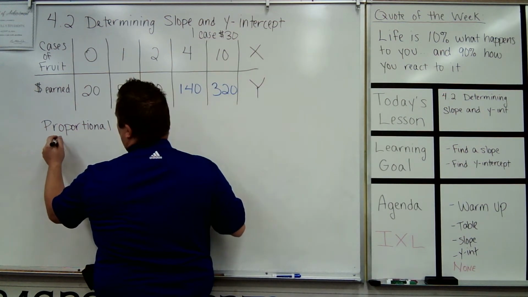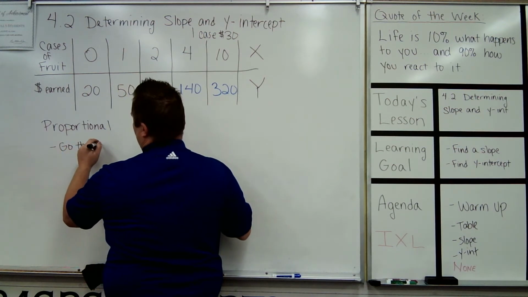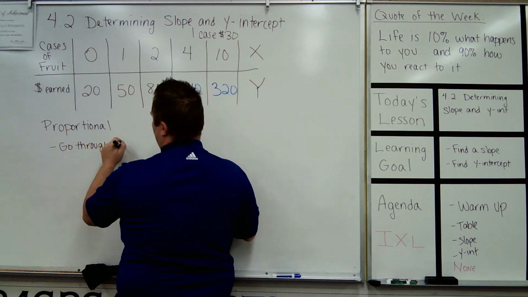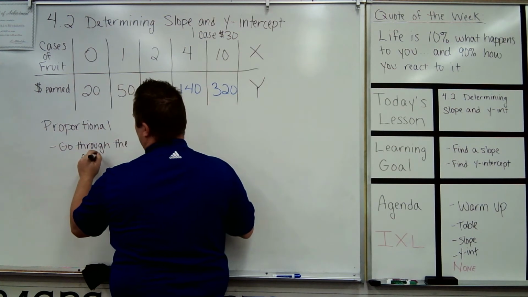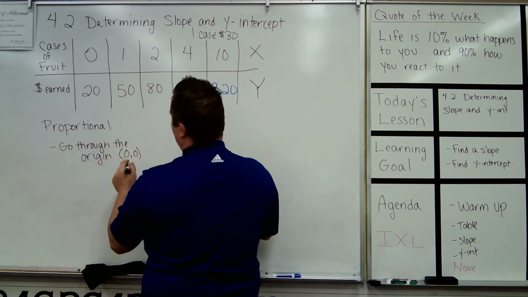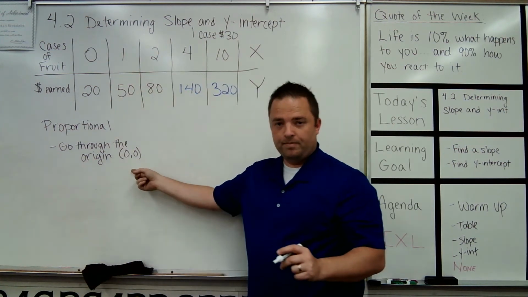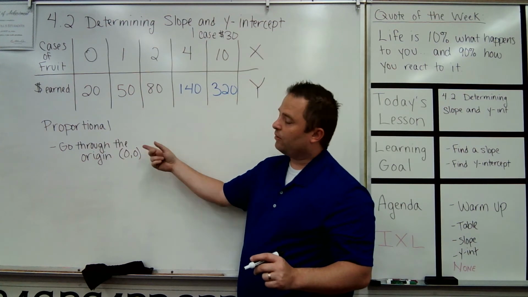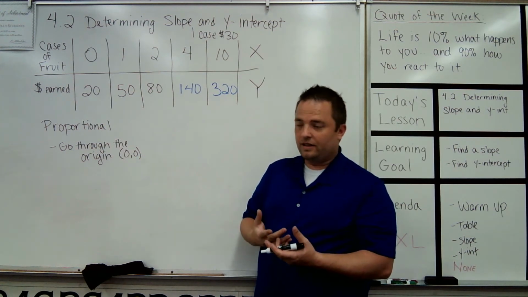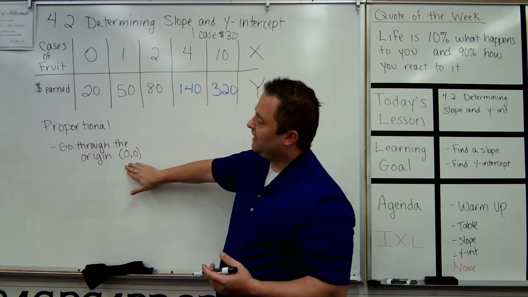You must go through the origin, which means that you go through the point 0, 0. It means 0, 0 would be in the table. Remember, a table and a graph are the same thing, just looking a different way? You have to go through the origin on the graph, meaning the table must contain 0, 0.